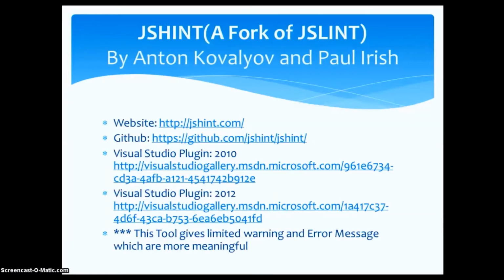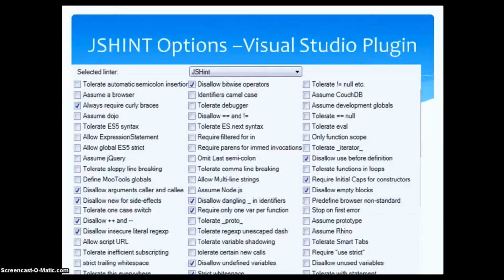Moving to the next, JSHINT. It's a fork out of JSLINT by Anton, and the same kind of concept, but with leniency. The website jshint.com, GitHub repository, Visual Studio plugins for 2010 and 2012, and also this tool gives limited warning and error messages, which are more meaningful, and hence we need to solve all those. A similar kind of snapshot of the available options in JSHINT.